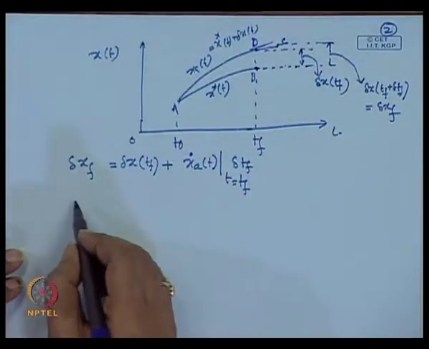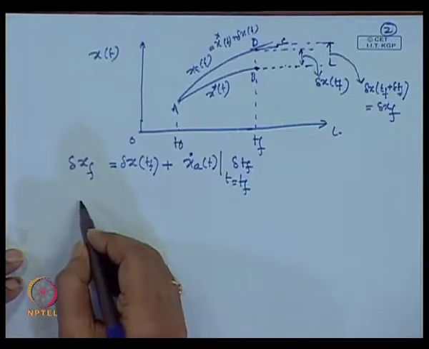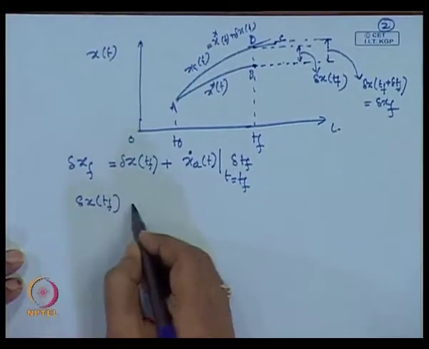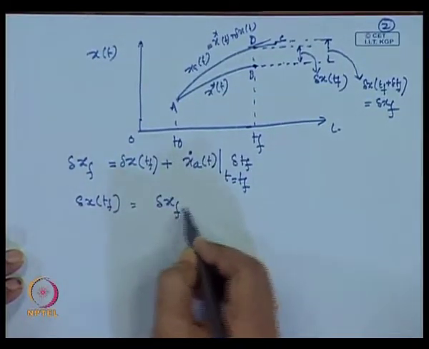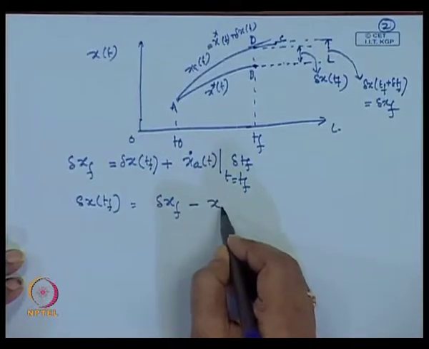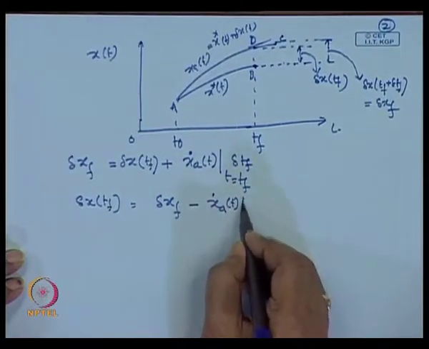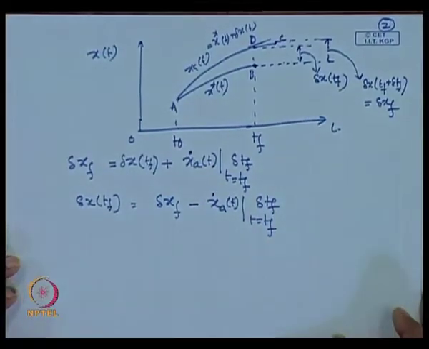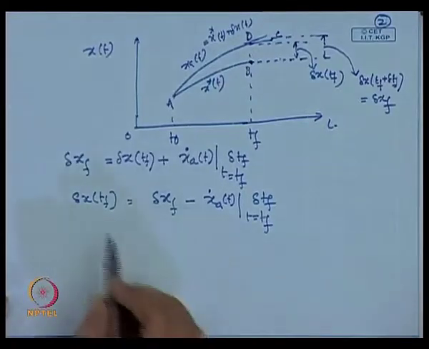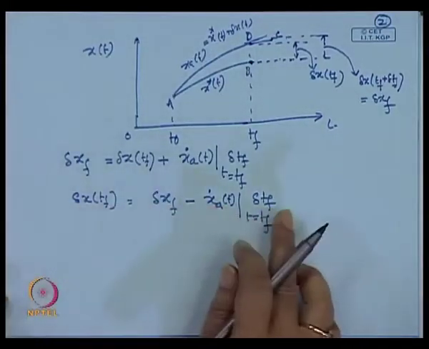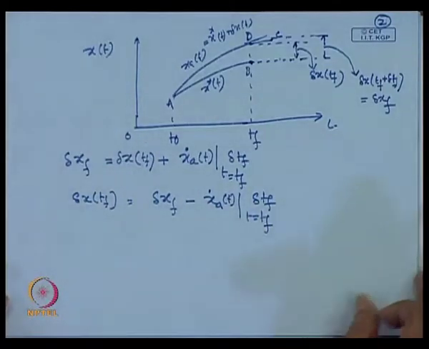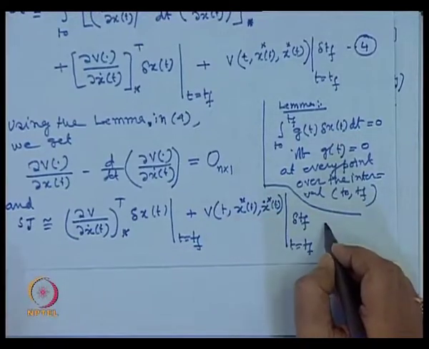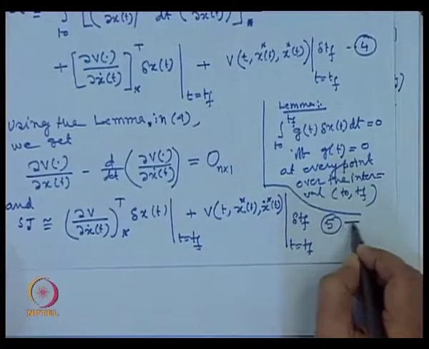Which in turn I can write as delta x T f equal to delta x f minus x star dot of t, at t equal to T f, times delta T f. This expression we will use in equation number 5. Let us call this equation number 5.